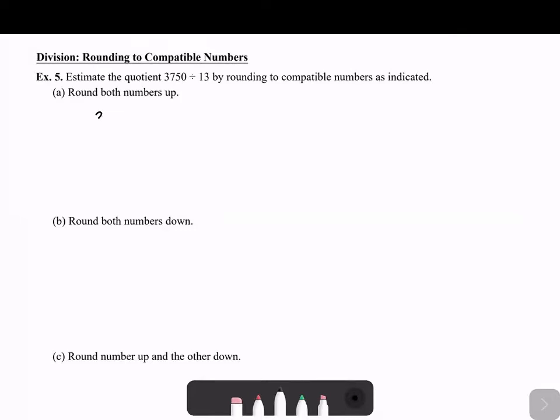The first way that I see is doing 3,900 divided by 13. Although we didn't round the 13 up, we rounded the 3,750 up to 3,900, which we know 39 is 3 times 13, so this is 300. The 13 didn't go up because we could round the first number up and pretty quickly get to a compatible number, meaning that 39 is compatible to 13, so this worked out nicely.